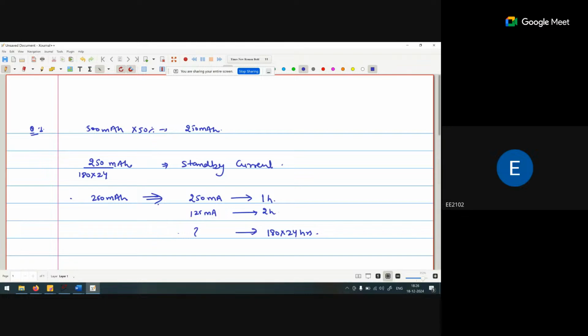So how do we calculate it? 250 divided by 180 times 24. So that is the standby current. Okay, question 1 is this one.